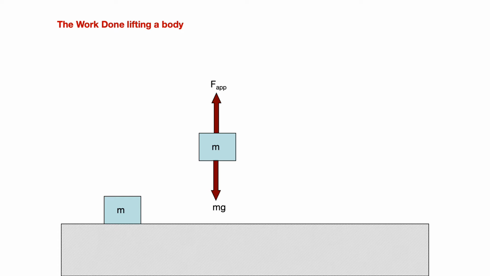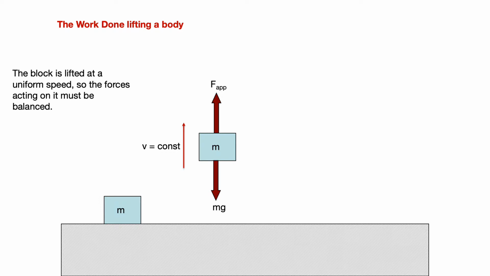Now, in all of our problems, we are going to assume that when you lift this body, you're moving it upwards with a uniform or constant speed. If we lift the body up with a uniform speed, Newton's first law tells us that the forces on it must be balanced. Balanced forces produce uniform speed in a straight line. What does that tell us? That tells us that if we move this body up with a uniform speed, the applied force, F, must equal in size the weight mg.